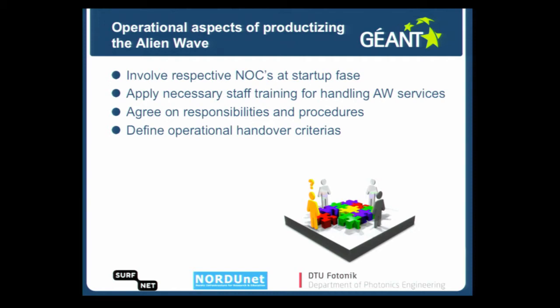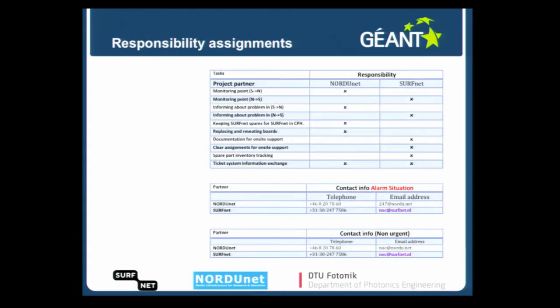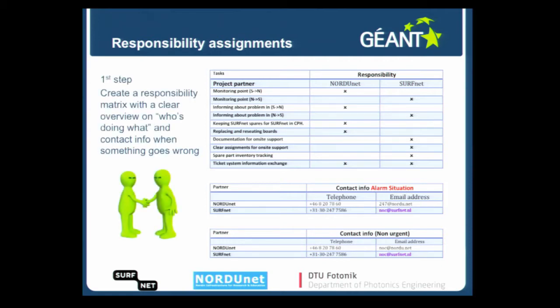So we have to agree on the responsibilities and some procedures, and we also need to define handover criteria. Here's a responsibility assignment agreement. Basically, it's trying to have a really simple way of saying who's doing what when something goes wrong, so that we have a clear responsibility view, and also that we know exactly who to contact when things do happen, and they do.